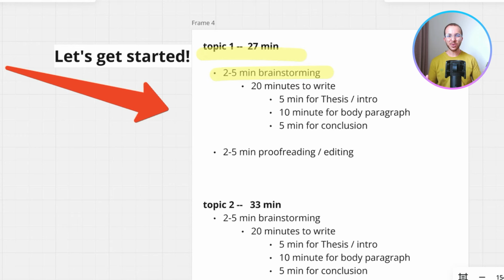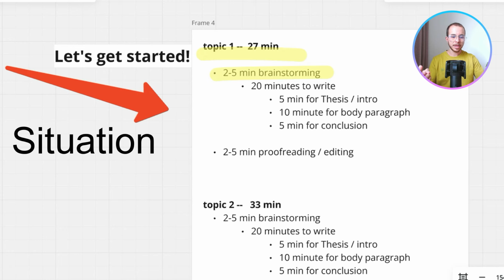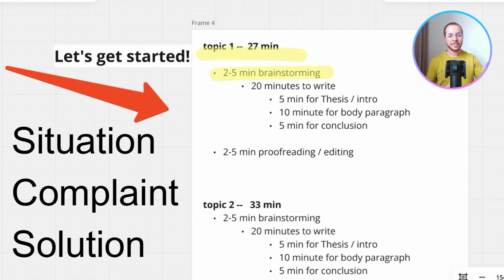During that brainstorming section, I want you to be thinking about a few things. Vocabulary, write down some keywords that will help you. Think about your main idea. We're going to focus on the situation, the complaint, and the solution. This format will help you for all of the email sections. Topic 1, situation, complaint, and solution.